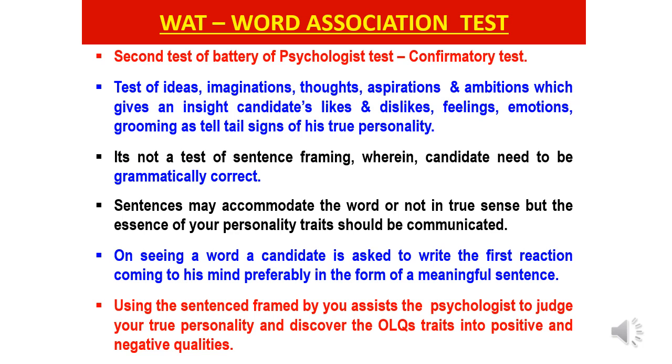Now, candidates, we have done a quick recap of all the above factors: the testing techniques, what is a response, and what is personality. Let's come to the subject proper, that is the word association test, which is the second test of the battery of psychological tests. It is a confirmatory test which is performed after the thematic appreciation test, which is the basic test in the psychological battery of tests.